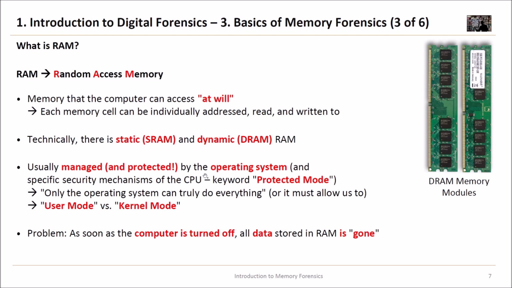Usually, RAM is managed and protected, of course, by the operating system and specific security mechanisms of a CPU. The keyword here is the protected mode of modern CPUs. Only the operating system can truly do everything, so read and write in every position of the RAM, or it must allow us to do so. Keywords here are the user mode and the kernel mode. User mode processes don't have these privileges as the kernel mode processes, so user mode processes are not allowed to read and write everywhere in RAM, but kernel mode processes, like the kernel itself or drivers, are allowed more or less to do anything in the RAM.